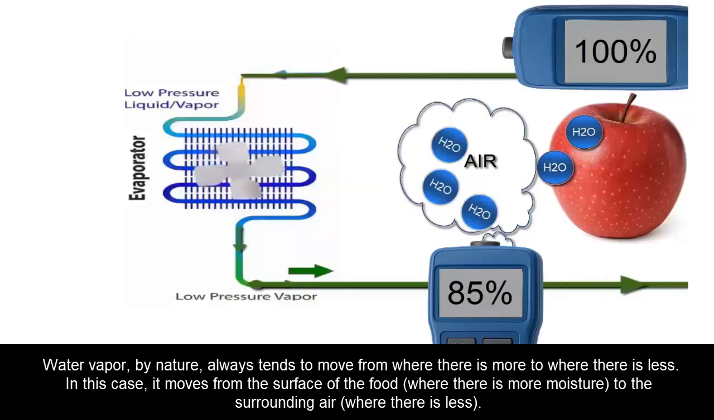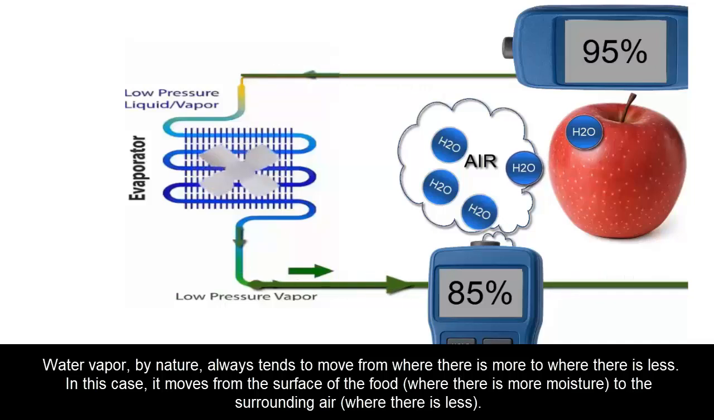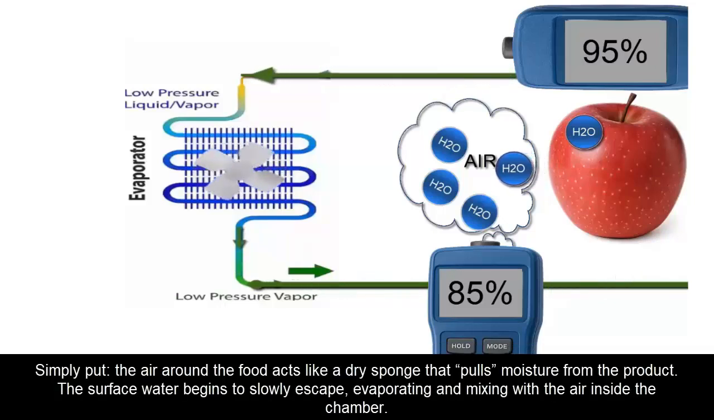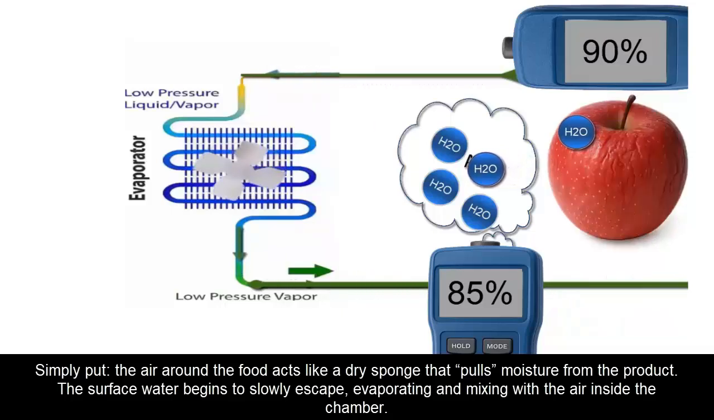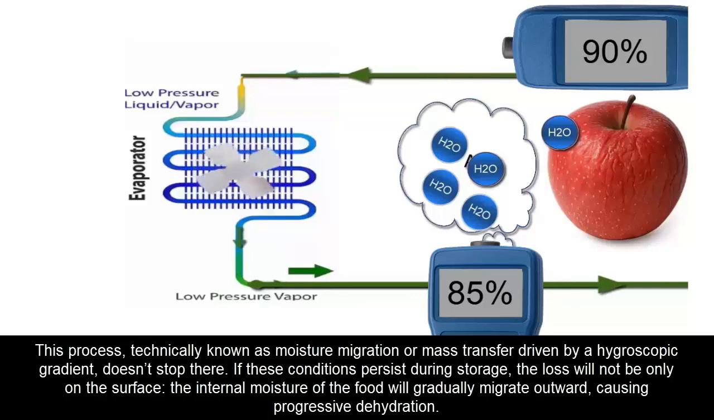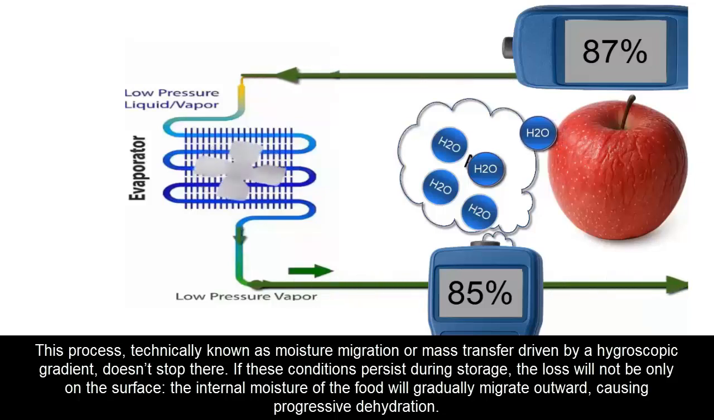In this case, it moves from the surface of the food, where there is more moisture, to the surrounding air, where there is less. Simply put, the air around the food acts like a dry sponge that pulls moisture from the product. The surface water begins to slowly escape, evaporating and mixing with the air inside the chamber. This process, technically known as moisture migration or mass transfer driven by a hygroscopic gradient, doesn't stop there.